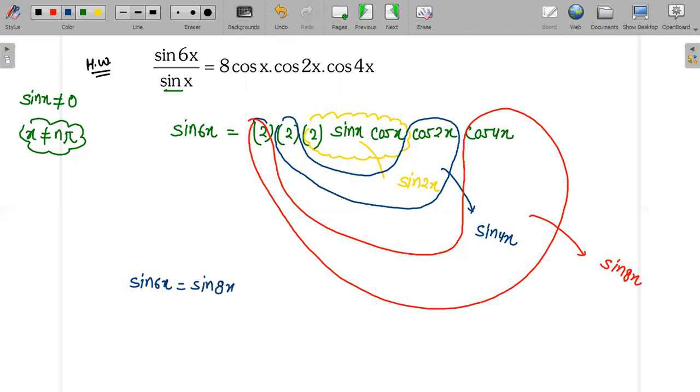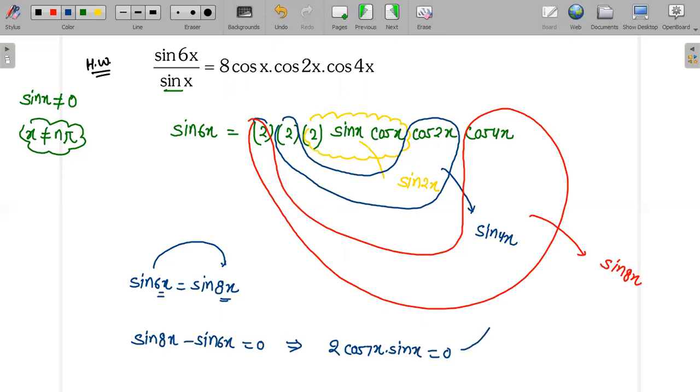Either you may use the previous approach by assigning 8x to theta and 6x to alpha, or you may shift sine 6x to the other side, and eventually you have sine 8x minus sine 6x is equal to 0. It implies 2 cosine of (c plus d) by 2, which is cosine 7x, into sine of (c minus d) by 2, which is sine x, is equal to 0. Now again, two conclusions can be drawn: either cosine 7x should be equal to 0, or sine x should be equal to 0.